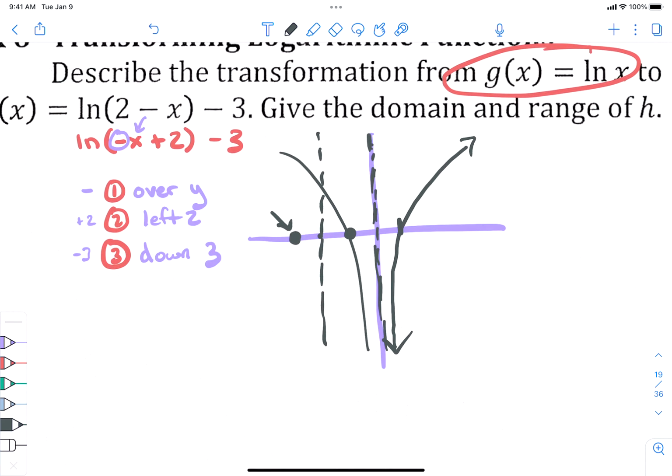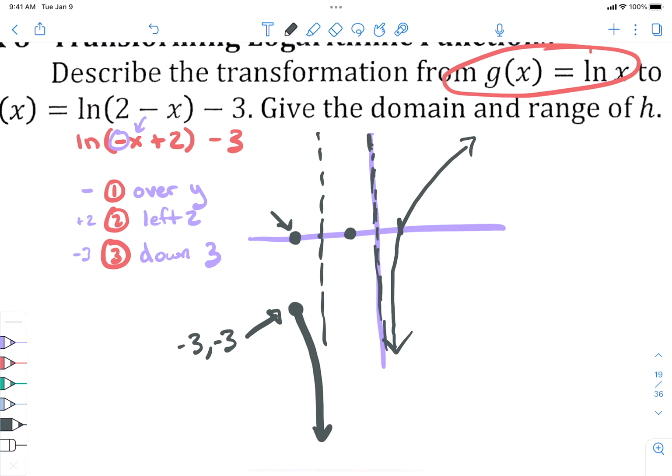Now if I go down 3, this dot is down 1, 2, 3. So this is my final resting place of my dot there. Where is that coordinate? -3, -3. Where's my vertical asymptote? Still at -2. Moving it down doesn't move the vertical asymptote, right? Okay. So we've got that, and this is my final graph right here.